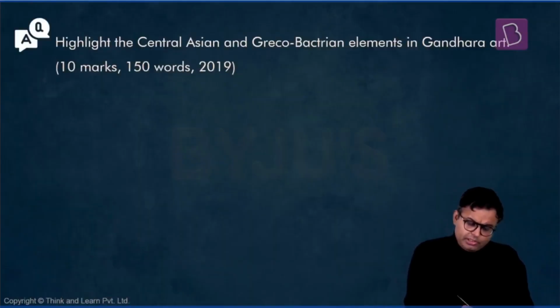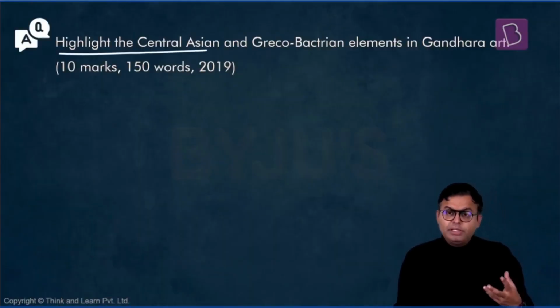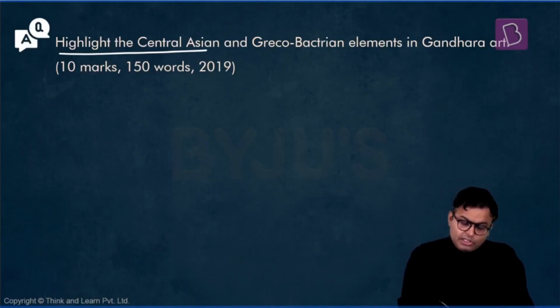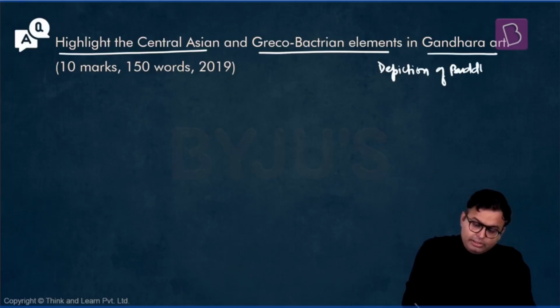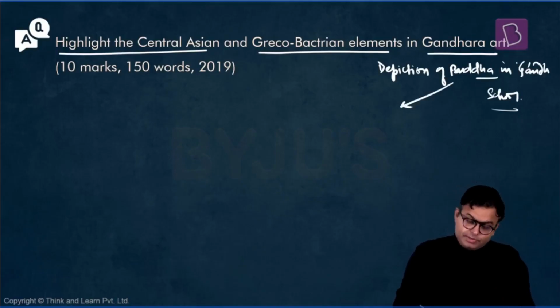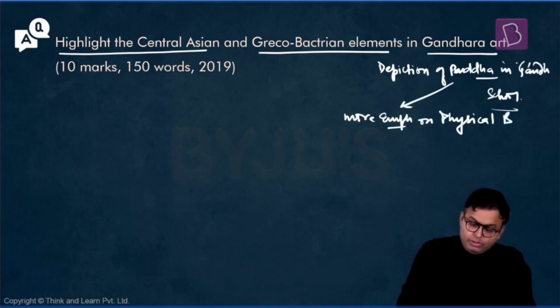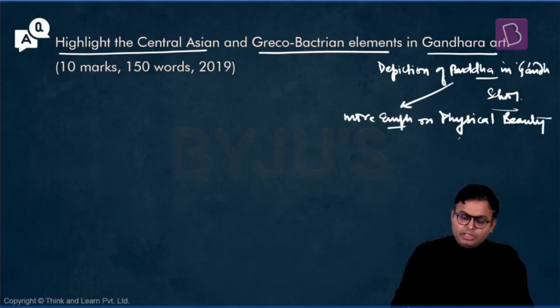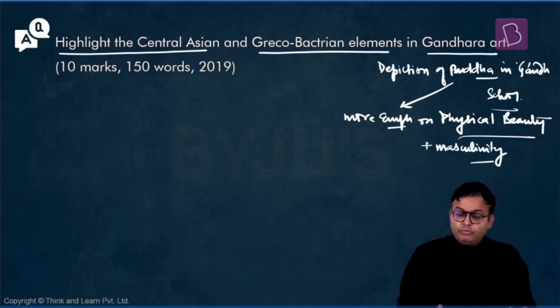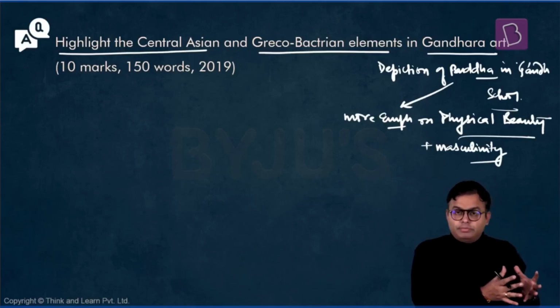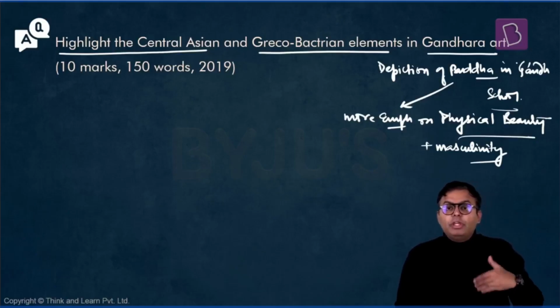So just see what the question is. In fact, there have been two questions asked in the same context: the Central Asian and Greco-Bactrian elements in the Gandhara school of art. For example, when you find the depiction of Buddha in the Gandhara school, there is more emphasis on physical beauty. So it was a Western culture, physical beauty, masculinity. The Buddha appears to be very strong, whereas the Mathura school of art and Amravati school of art place more emphasis on spiritual serenity.